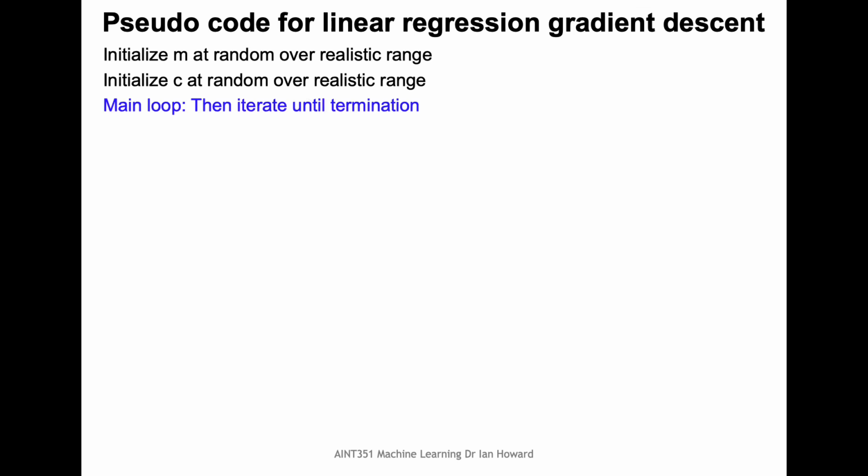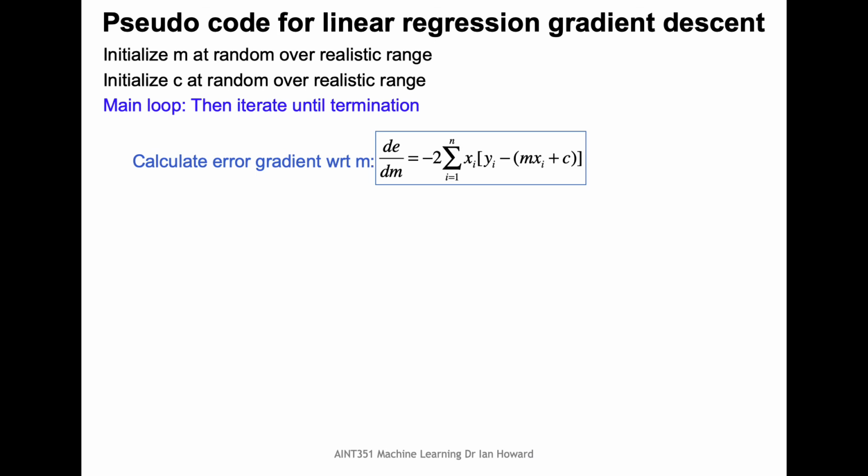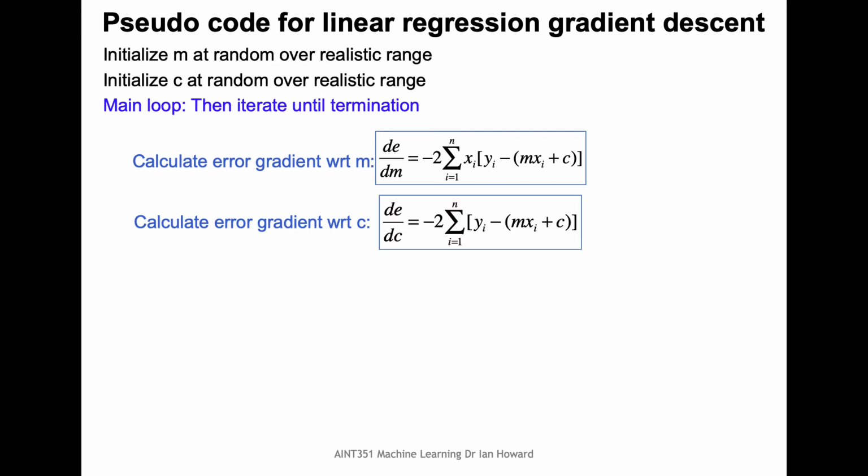Then we have an iterative loop in order to do the estimation of the parameters. So there's going to be a loop. First thing we do is calculate the error gradient with respect to m, so that's the expression that we had before, dE/dm, using this sum expression. We then calculate the error gradient with respect to c, slightly simpler, dE/dc.